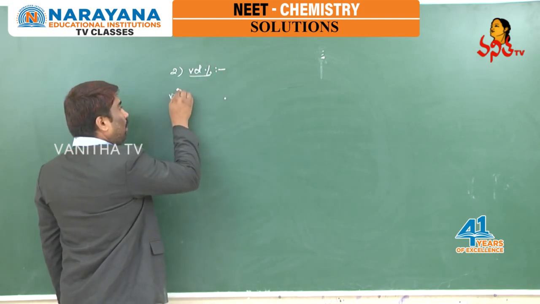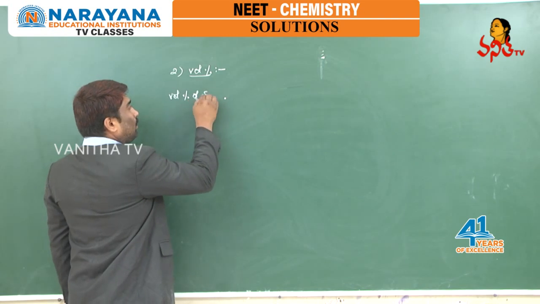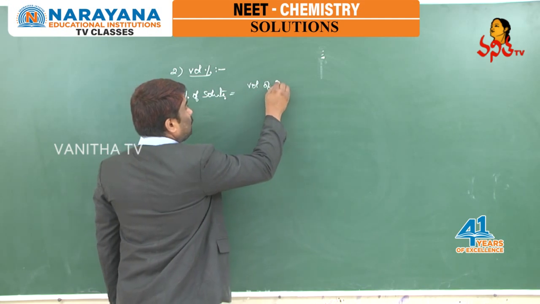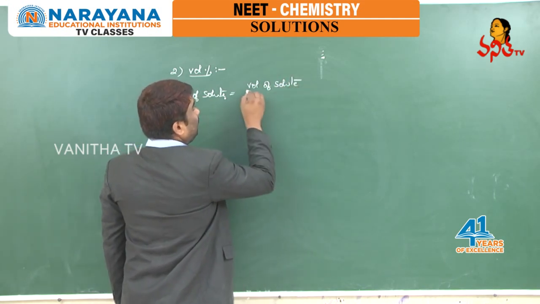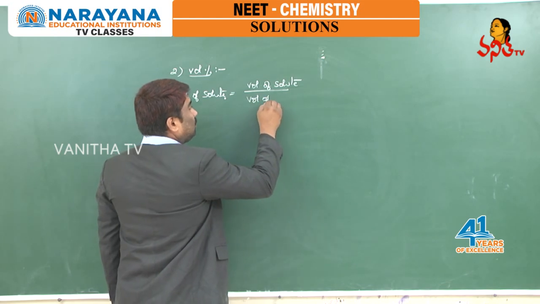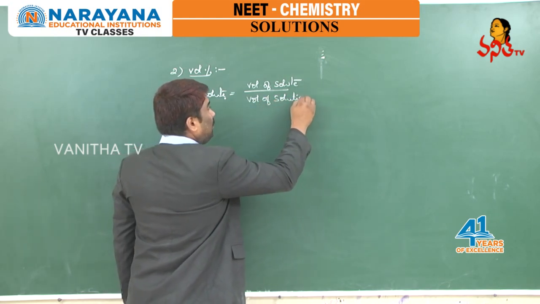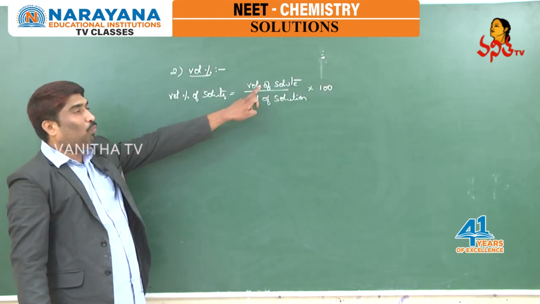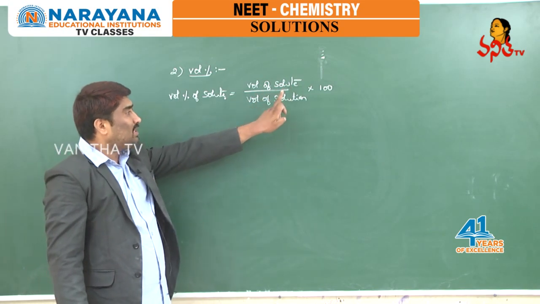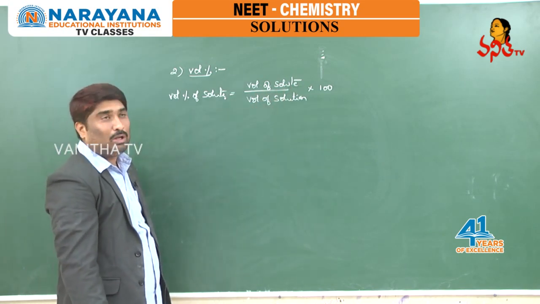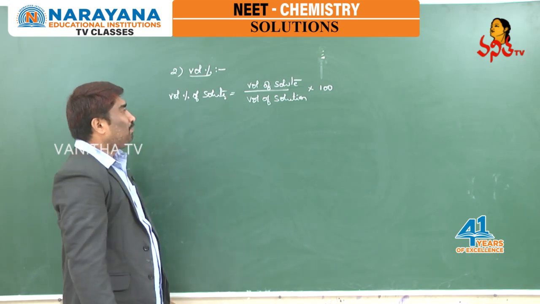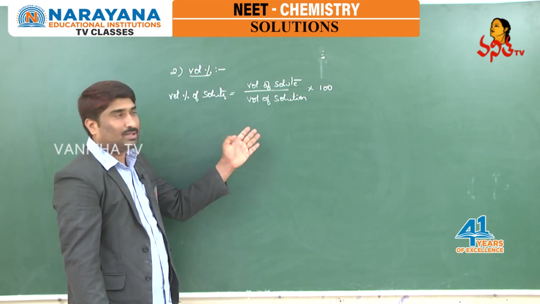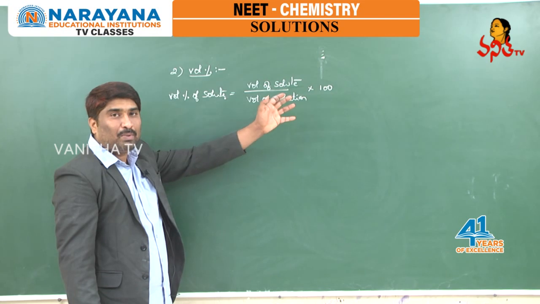So how to define volume percentage of solute? Volume percentage of solute is equal to volume of solute by volume of solution into 100. Volume of solute in ml dissolved in 100 ml of solution is called volume percentage. For example, 10% by volume of glucose represents 10 ml of glucose present in 100 ml of solution.